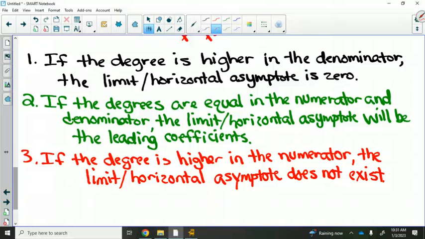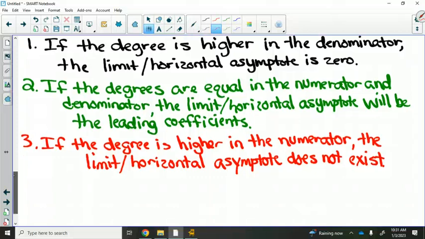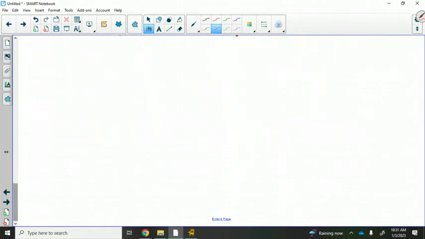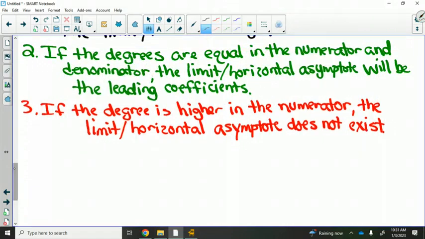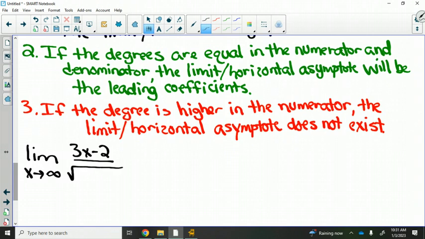Okay, now there's one more thing we have to add into this lesson, and it throws a little curveball. What makes this really fun is if we get square roots in the mix. So that's what we're gonna do next, show you a couple things with square roots. Okay, so let's look at this one first. The limit as x approaches infinity of 3x minus 2 over the square root of 2x squared plus 1.